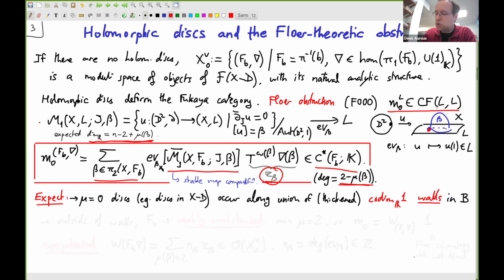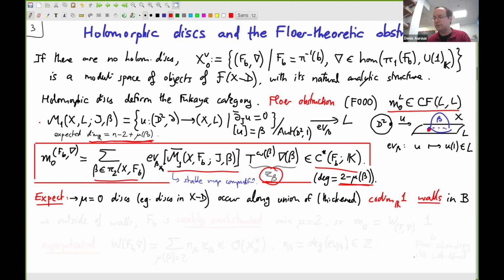Okay, so what do we expect this M0 to do concretely? So first, we expect that actually Maslov index 0 disks, the ones, for example, that avoid the divisor D, won't happen for the generic fiber. They will only happen along a union of so-called walls of codimension 1 in the base B. Why? Well, part of it is because of tropical geometry. Part of it is mostly still wishful thinking. But this is what happens in practice.